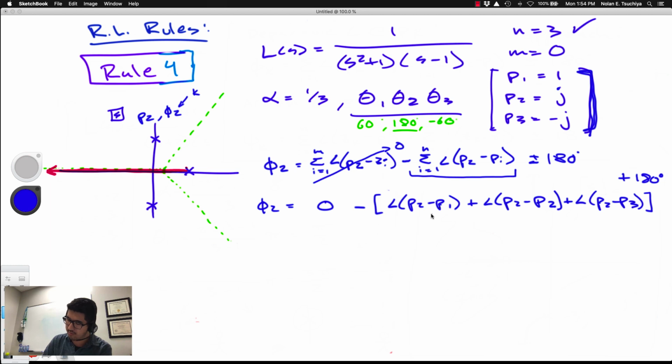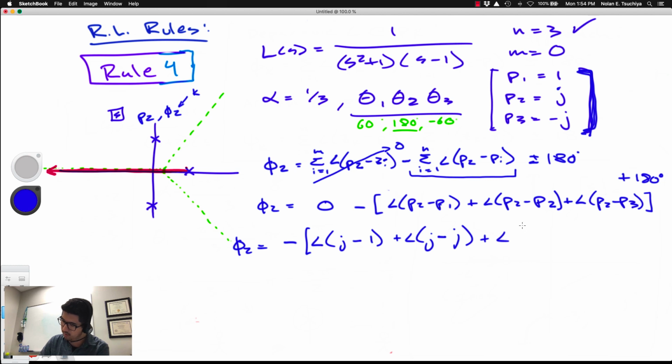Once you have it written symbolically like this, really all you have to do is go back to your very organized list of all of your poles and zeros and just plug in. So phi2 is equal to minus, let's just plug in. The angle of P2, what is P2? Let me consult my table, that's j, minus P1, which is equal to 1, plus the angle of P2, which is again j, minus P2 itself, which is j, plus the angle of P2, which is j, minus P3, which is negative j. All of that plus or minus 180.